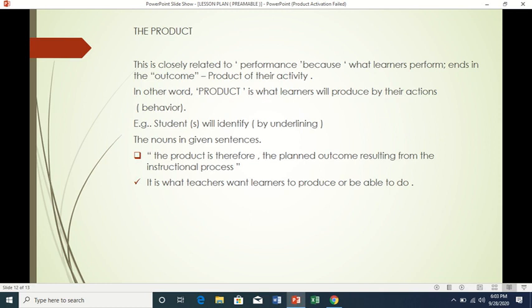Finally, what is the product? I've mentioned it earlier on as the outcome of a performance.